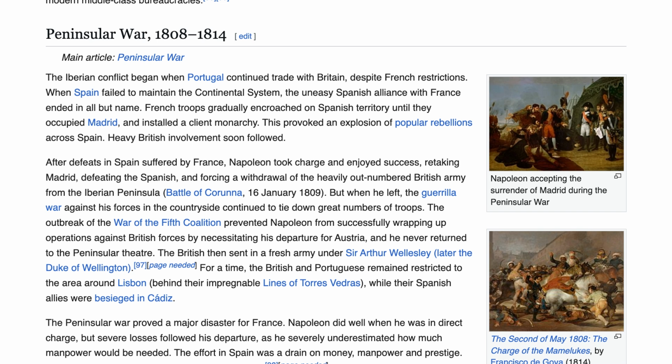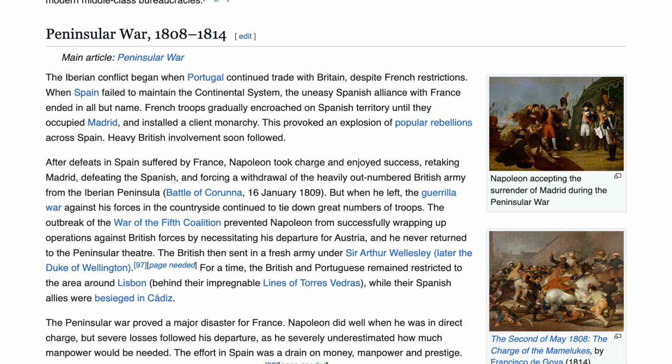After defeats in Spain suffered by France, Napoleon took charge and enjoyed success, retaking Madrid, defeating the Spanish, and forcing a withdrawal of the heavily outnumbered British army from the Iberian Peninsula, Battle of Corunna, 16 January 1809. But when he left, the guerrilla war against his forces in the countryside continued to tie down great numbers of troops. The outbreak of the War of the Fifth Coalition prevented Napoleon from successfully wrapping up operations against British forces by necessitating his departure for Austria, and he never returned to the Peninsular theatre.